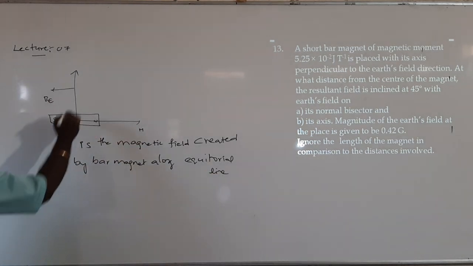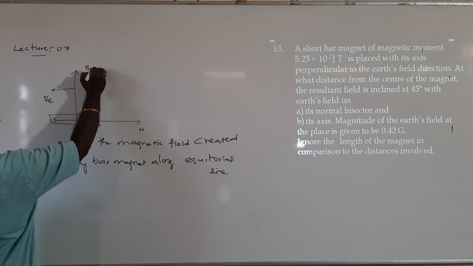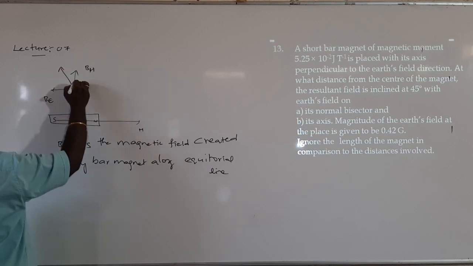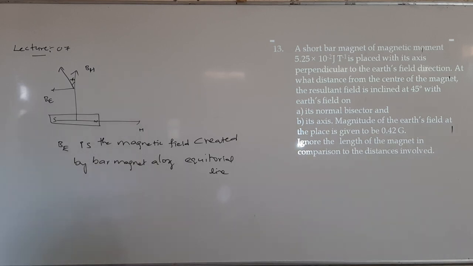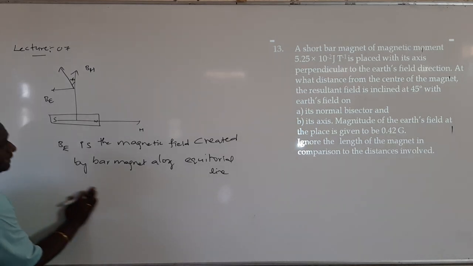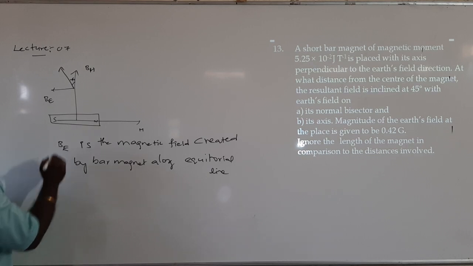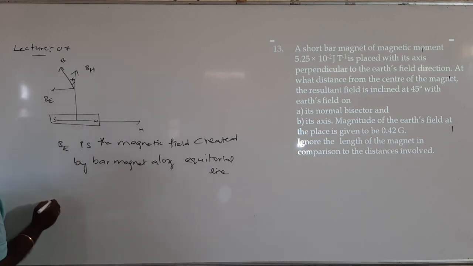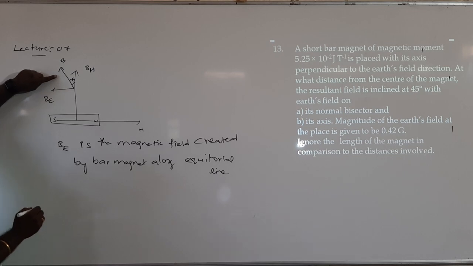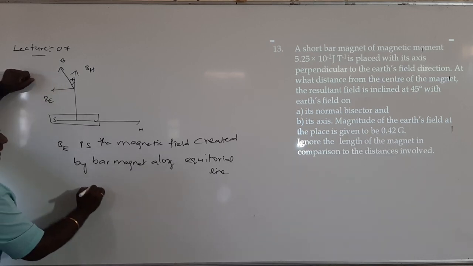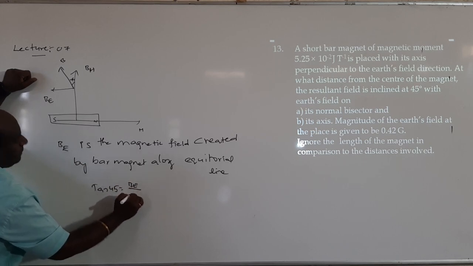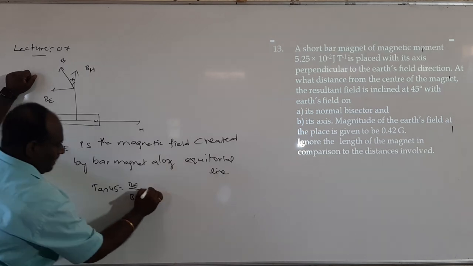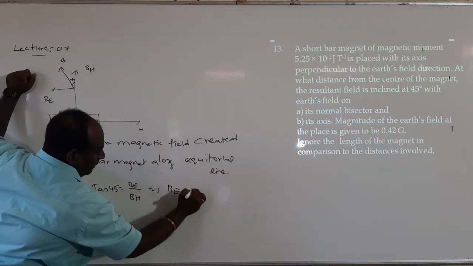The earth's magnetic field is perpendicular to it. I am going to write BH. The resultant makes an angle of 45 degrees. When is it possible? This condition is possible when the resultant is in this direction. If the resultant is in this direction, it makes an angle of 45 degrees with the earth's magnetic field. Now, what is tan theta? Tan 45 is equal to BE by BH, so BE is equal to BH.